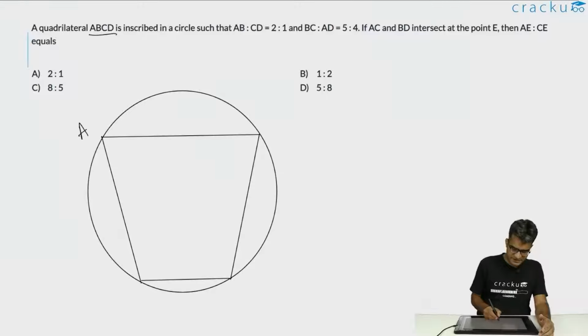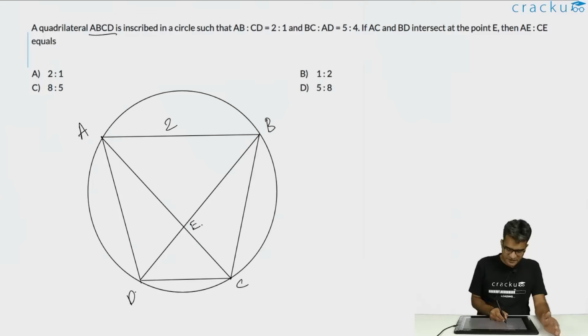So this is BD, and this is AD. This is E. AB is to CD is given, that is 2 is to 1. So let us assume that this is 2x and this is x. Similarly, BC is to AD is given, this is 5 is to 4. So let this be 5y, let this be 4y.